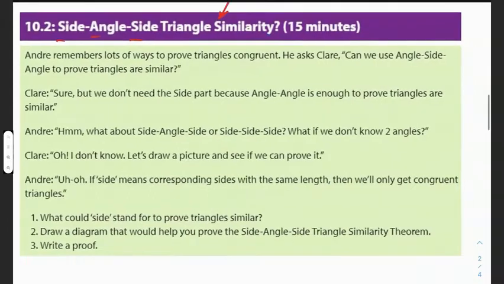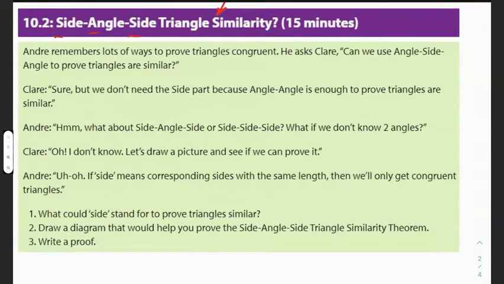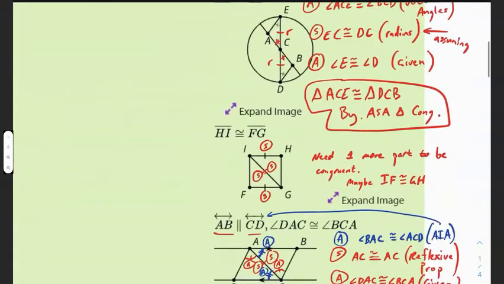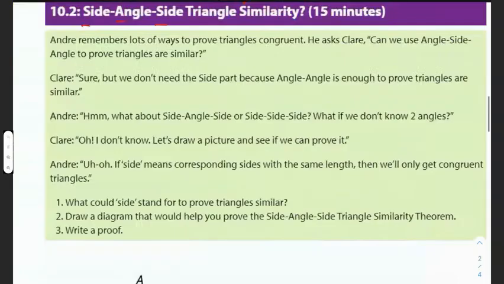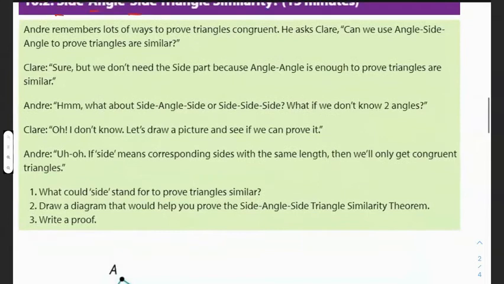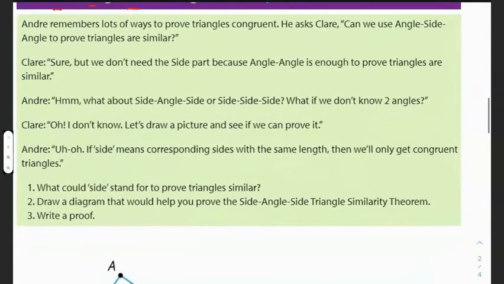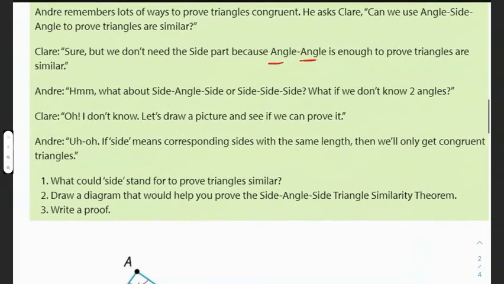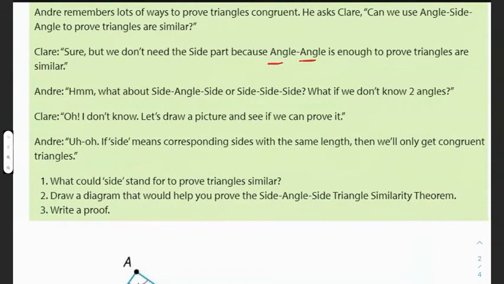Andre remembers a lot of ways to prove triangles are congruent. We just went through a whole bunch of triangle congruency examples. And then he's asking his study partner, can we use angle-side-angle to prove triangles are similar? Claire's like, sure, but we don't need the side part because angle-angle is enough to prove triangles are similar. My response personally would be, well, what if they don't give us that other angle? What if they only give us one angle? And Andre is basically asking the same thing.